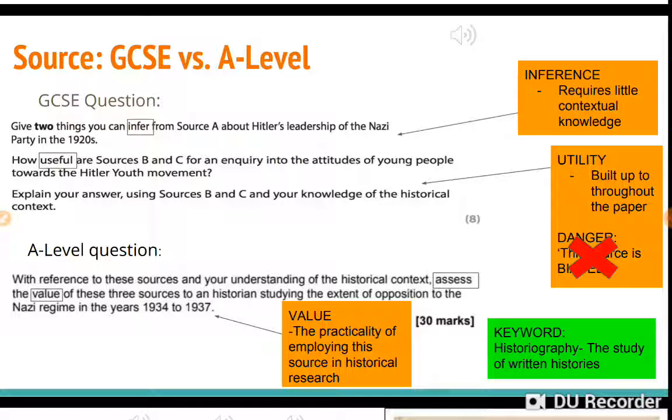The GCSE example has a succession of questions that guide the student to build from their initial inference to make a judgment on utility. At A-level, we move away from the assessment of utility and simple terms such as bias and assess the value of the sources to an historian. This is a step towards undergraduate source analysis, where the focus is on historiography and wider context.